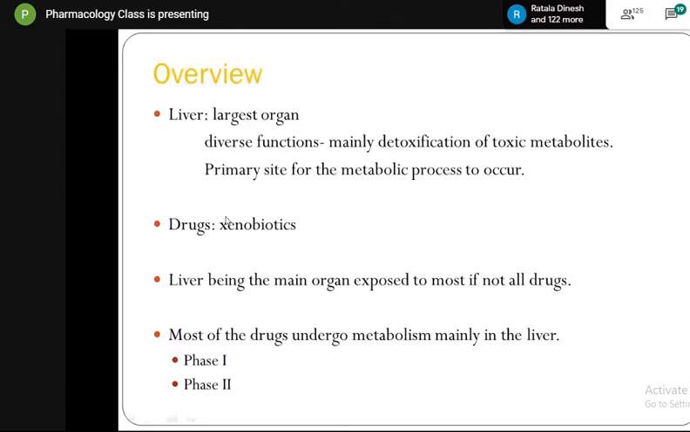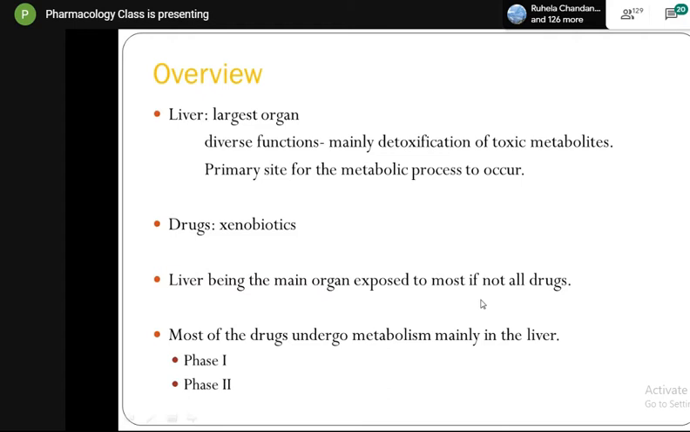For this you have to remember your pharmacokinetics lesson, in which after the drug is administered and distributed to the whole body, before going to excretion, it undergoes the process of metabolism. Okay, I hope all of you remember that process. So the liver is one of the important organs which is exposed to most, if not all, the drugs.